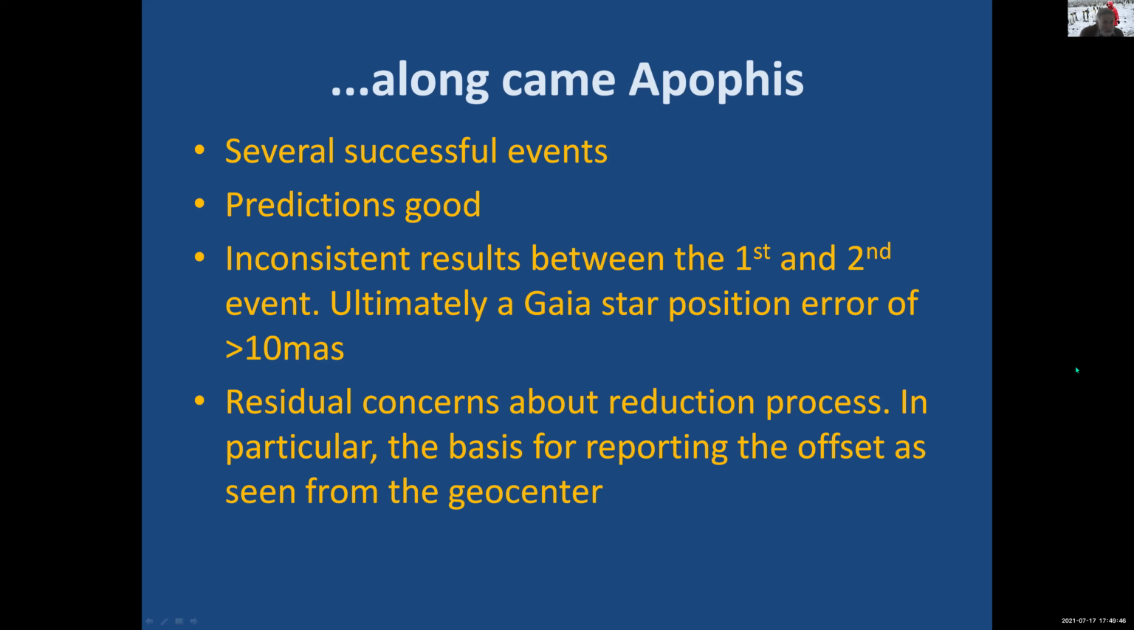Well, then along came Apophis. We had several successful events. The predictions turned out to be good. We were very worried to start off with that there were inconsistent results between the first and second event. And I think, as David Dunham has pointed out, we established that the Gaia star position for the first event was in error by more than 10 milliarcseconds. And that's where the former Gaia uncertainty was 0.1 of a milliarcsecond. So a big error in Gaia.